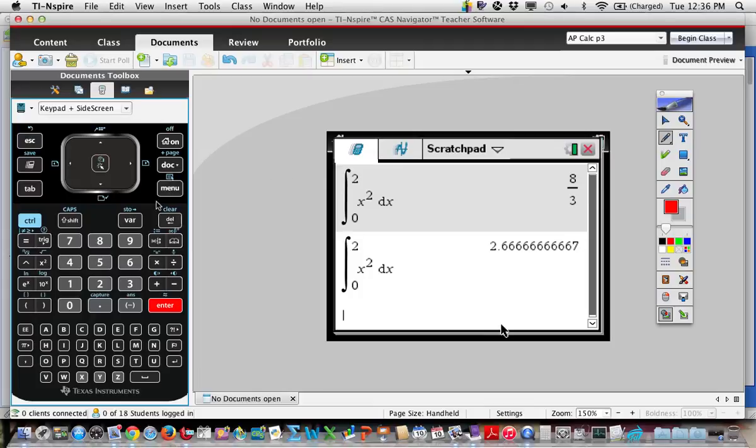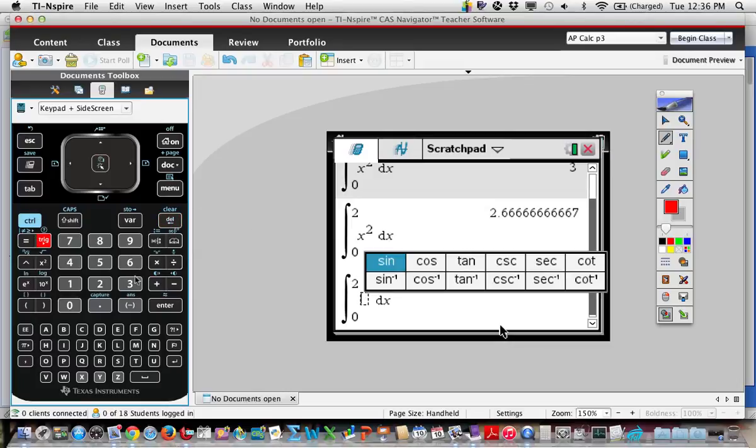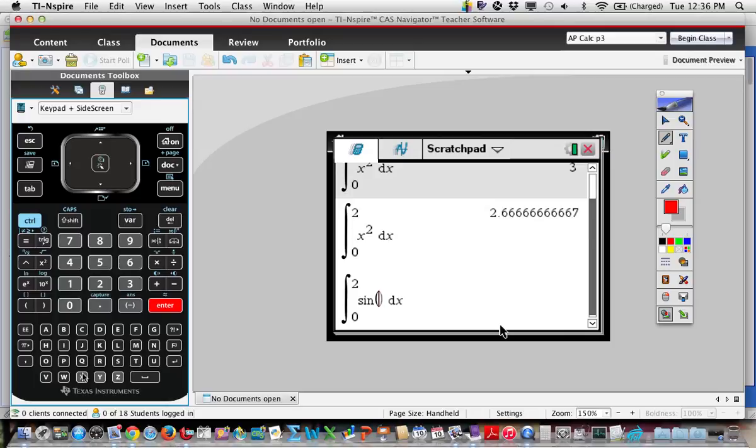Let's do another integral. Let's go up and grab that last integral we had. Let's change it a little bit. Let's change the x squared. I'm going to delete that. Let's change that to sine of x squared. Now, this happens to be a function that does not have an antiderivative.